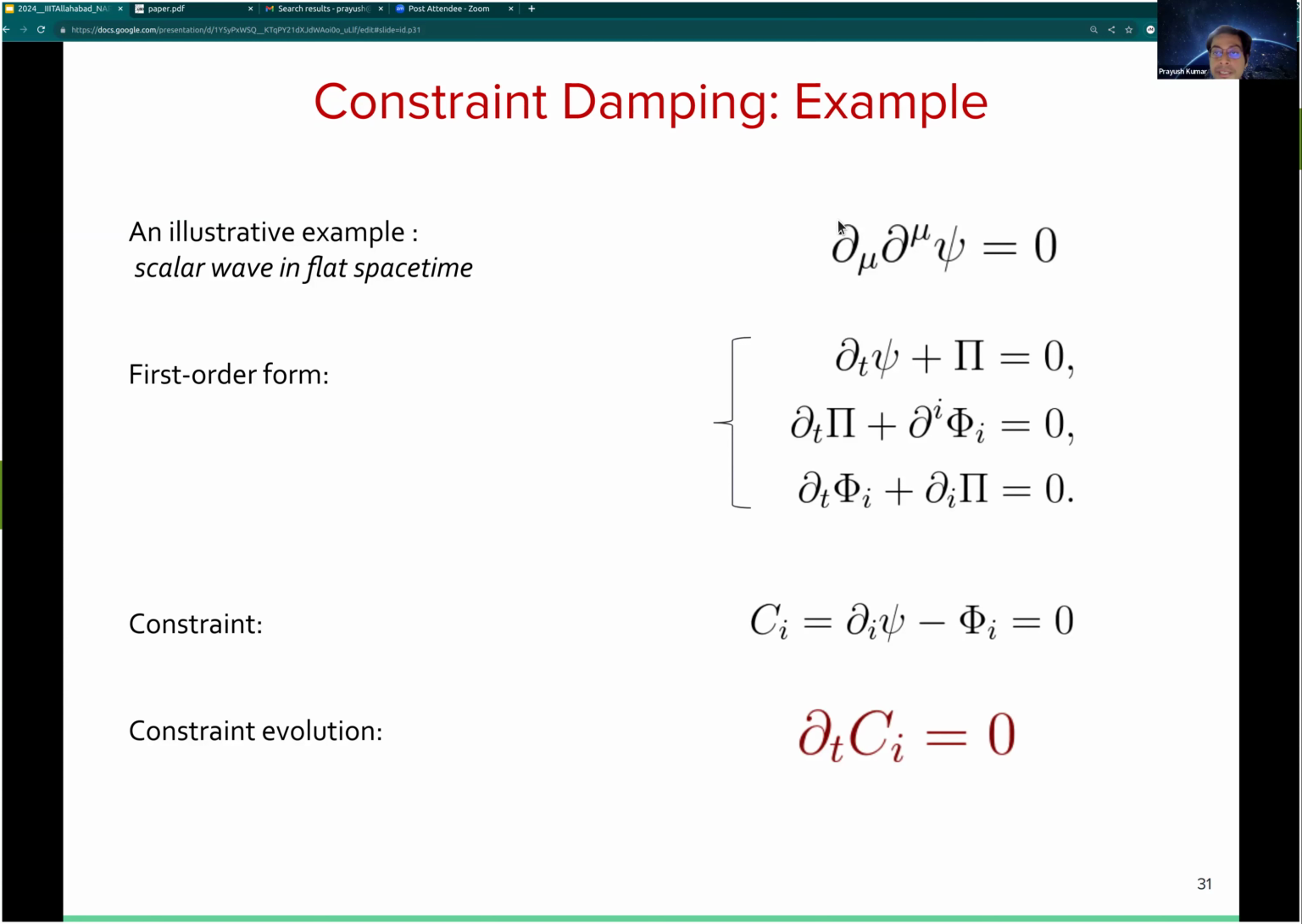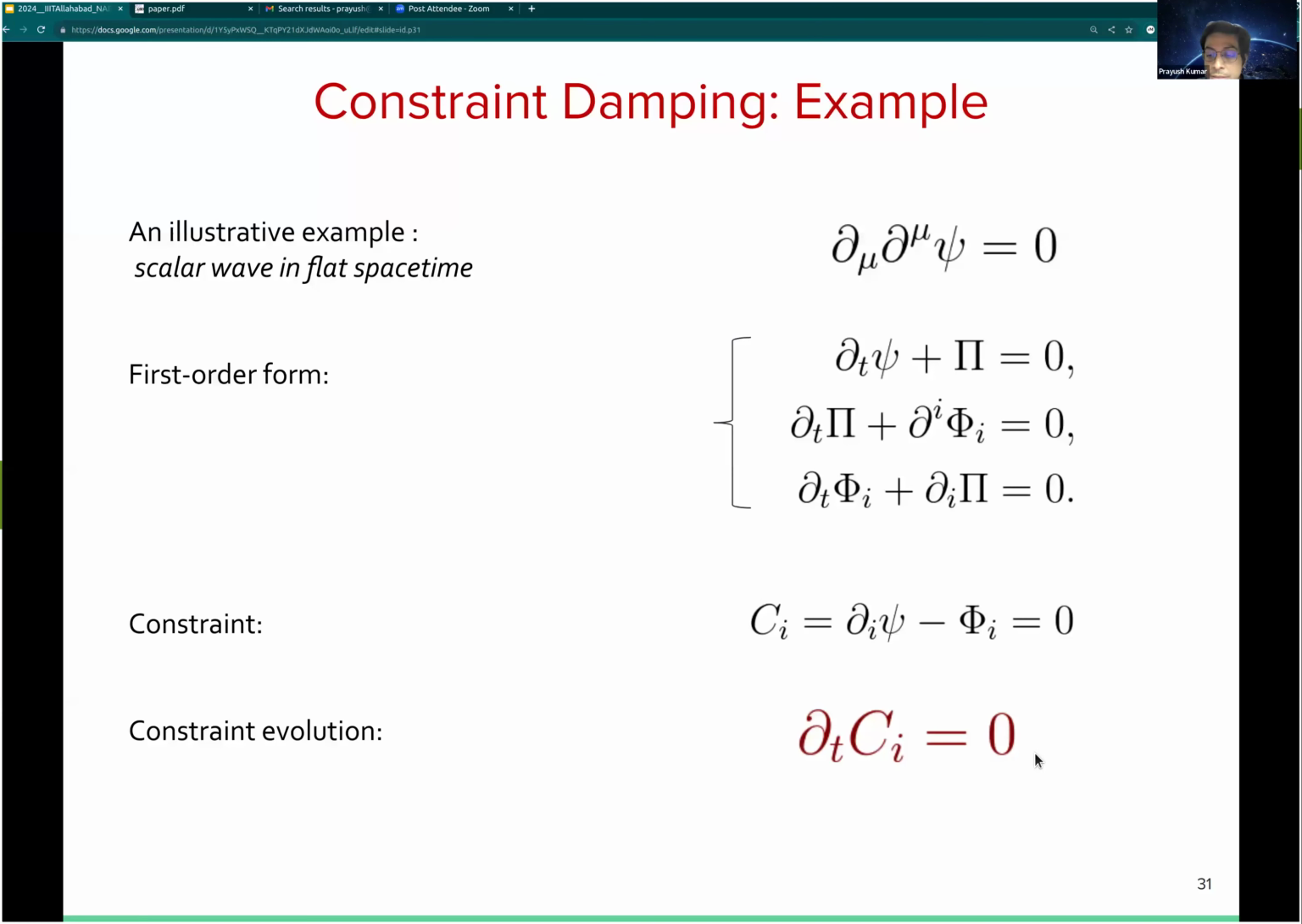So this is the second order representation of the scalar wave equation without a source term. The first step would be to reduce this into a first order form. In order to do that, I have to introduce two new variables, pi and phi, which are respectively the time derivative of psi and the spatial derivatives of psi, right? And now the constraint I get is this, that my phi I, the free variable phi I, should track the spatial derivative of psi at all times, right? Now, if you write down the evolution equation for this particular constraint, you find that on the right hand side, we have an identical zero.